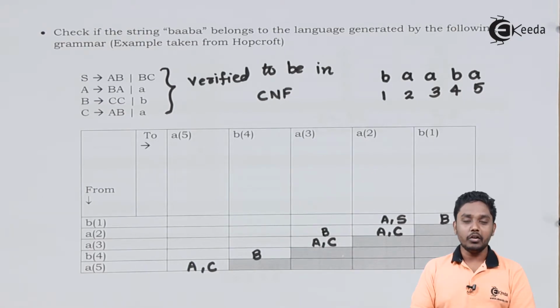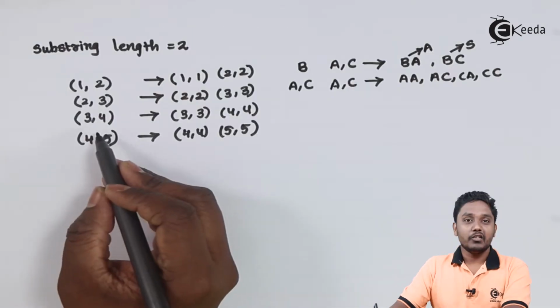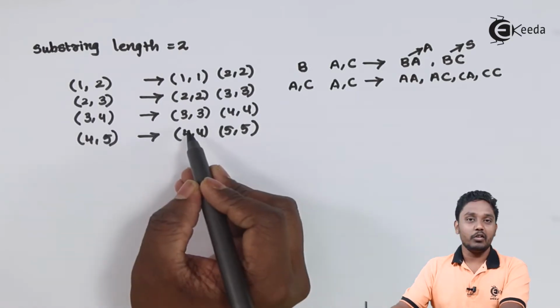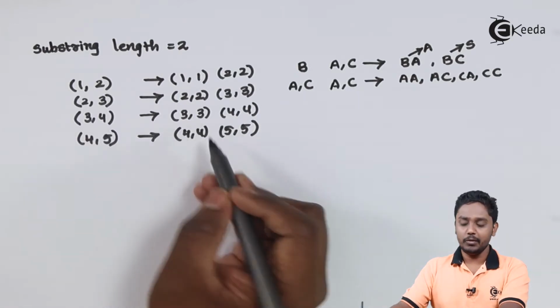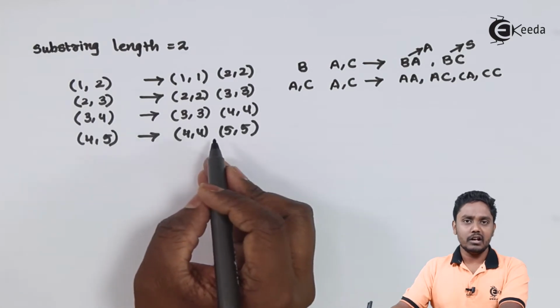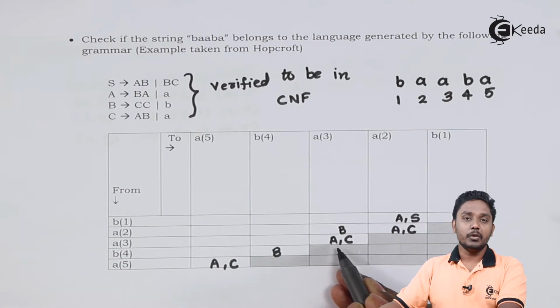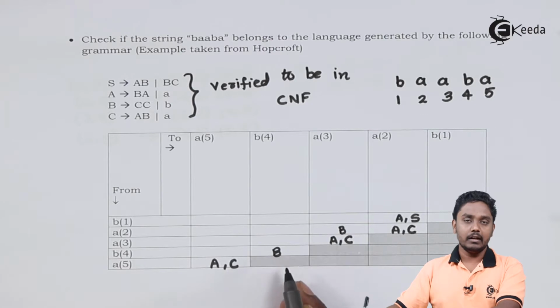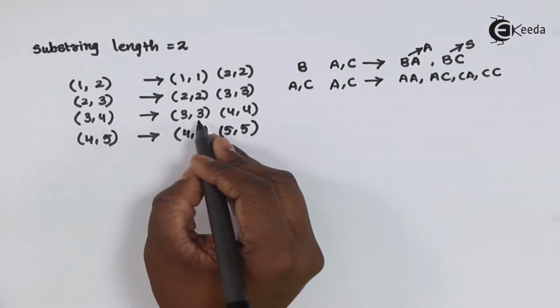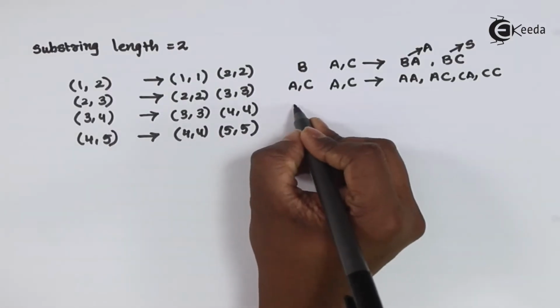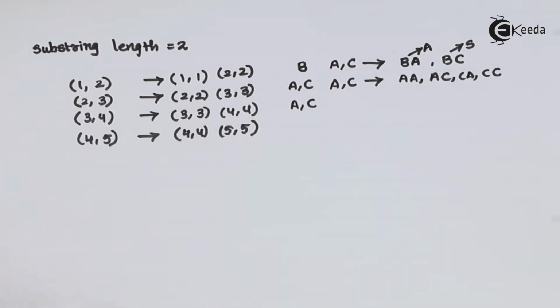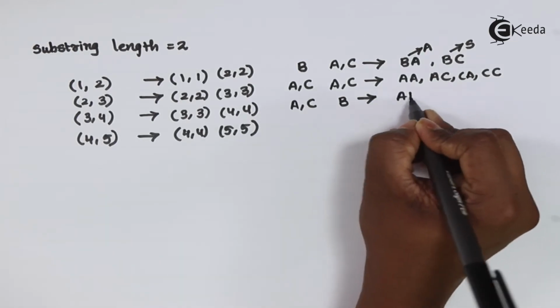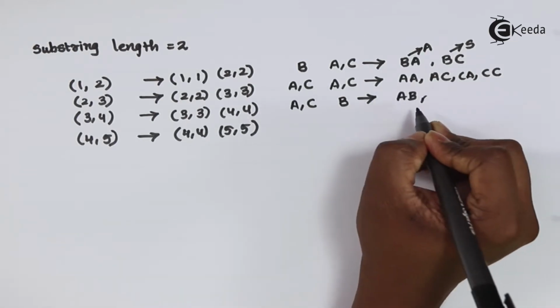Now let us move on to the next string. The next string is 3 4. The only split possible is 3 3 followed by 4 4. Let us see what 3 3 and 4 4 are being produced by from the table. 3 3 is produced by A and C. 4 4 is produced by B. Let us write down this information. 3 3 by A or C and 4 4 by B. The concatenation should be AB or CB.